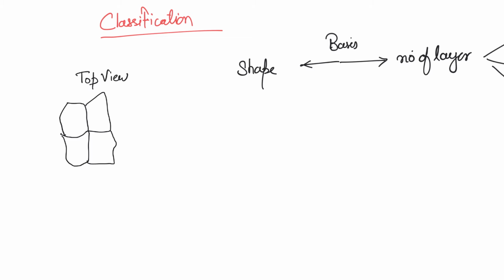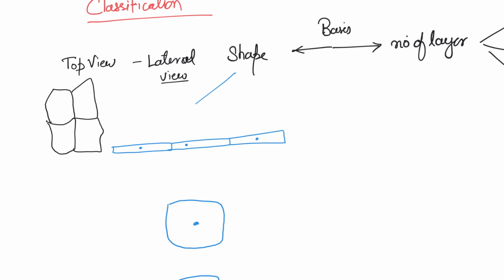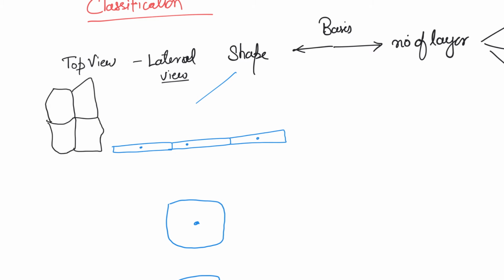Things get interesting when you have a lateral view. What does lateral view mean? You're seeing it from the side. So when you see it from the side, you have the following shapes. The very first shape, which is very easily identifiable, is squamous, which means plate-like cells. So cells are very flat, plate-like.